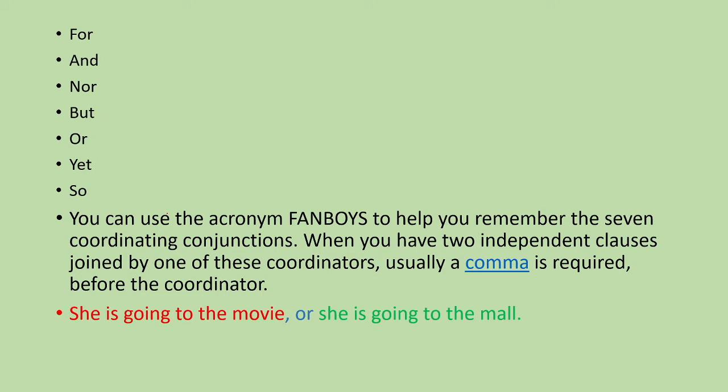So how to remember these? You can use this acronym: FANBOYS, for, and, nor, but, or, yet, and so. If any of these words is coming in the jumbled words that are given, you have to understand that you will have to make two separate sentences, and a comma is required to separate the sentences like this. So she is going to the movie, there'll be a comma, then you will write the coordinating conjunction, and then the rest of the sentence, she is going to the mall. Like this it is written.